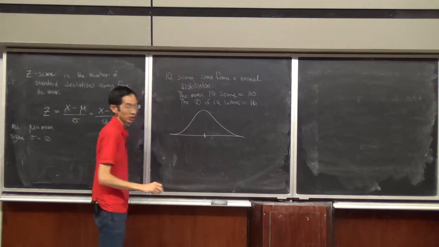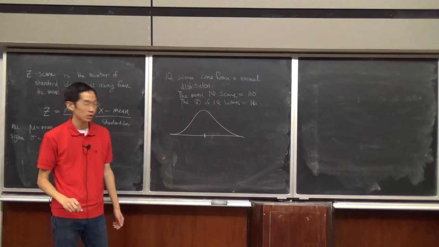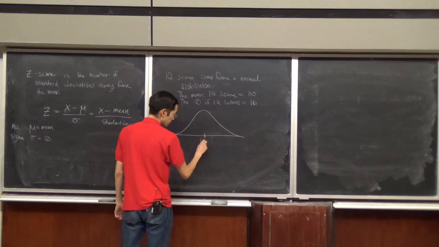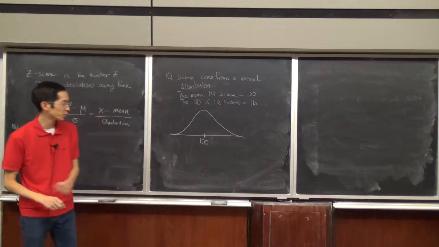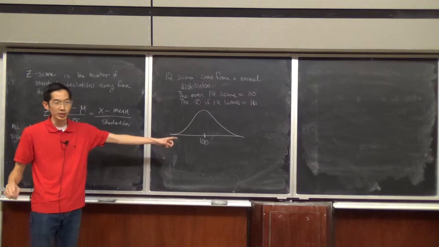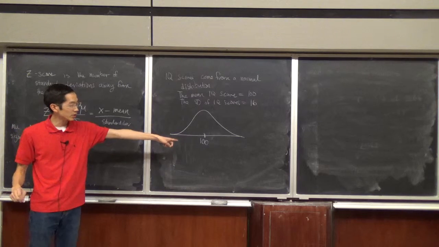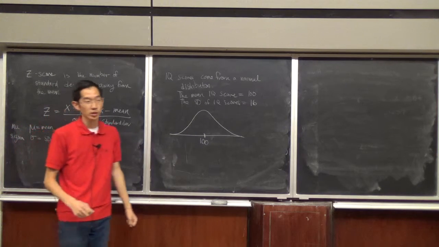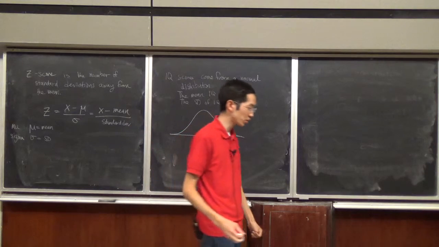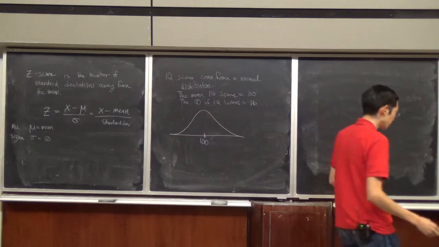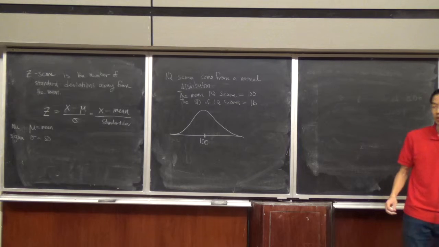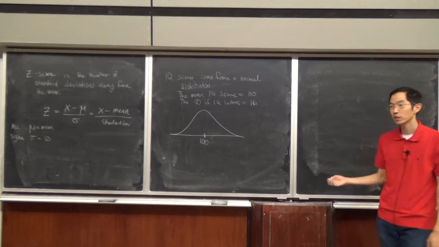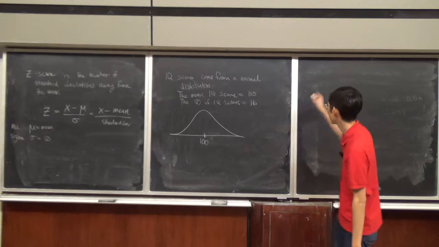what score goes in the middle? Oh, 100, right? This is the mean. And for the normal model, it's symmetric, so the balancing point is right in the middle. The mean score is 100, it goes right in the middle. So if I asked you, what percentage of people have IQ scores lower than 100, you would tell me, 50% of people have IQ scores lower than 100.